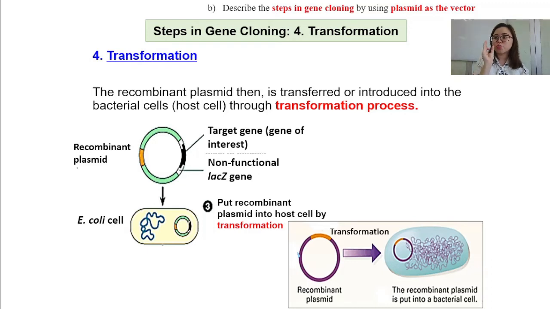So some procedures will require you to electrocute or to apply a little bit of electricity to the host cells so that they accept the plasmids.